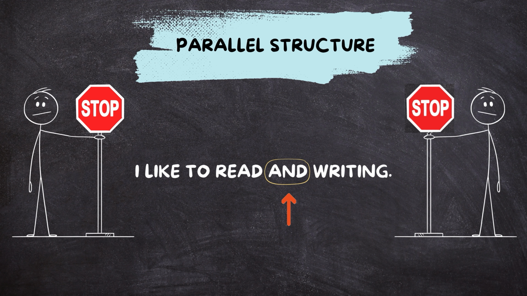But now look at this. I like to read and writing. On one side, we have to read, which is an infinitive. On the other side, we have writing, which is a gerund. The forms are different, so the sentence is not parallel. It feels awkward and unbalanced. So remember, when you join ideas with fanboys, make sure both sides have the same grammatical form. Gerund with gerund, infinitive with infinitive. That's how you keep your writing parallel and clear for IELTS.